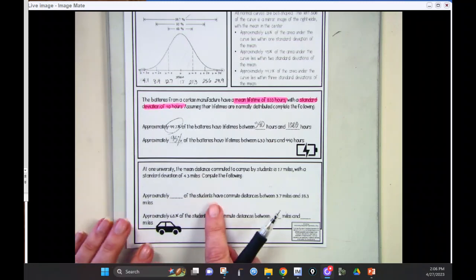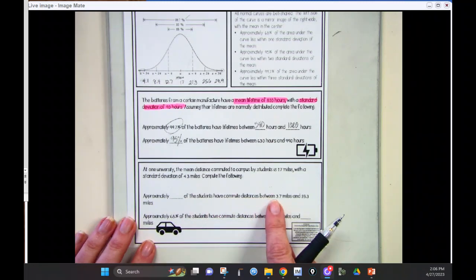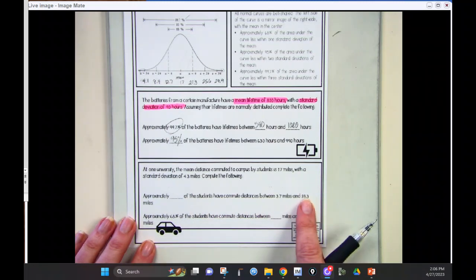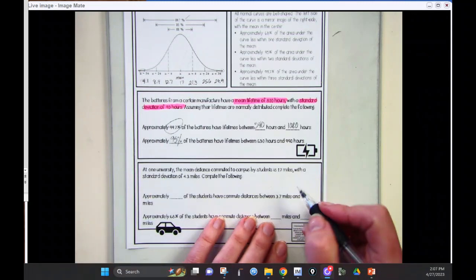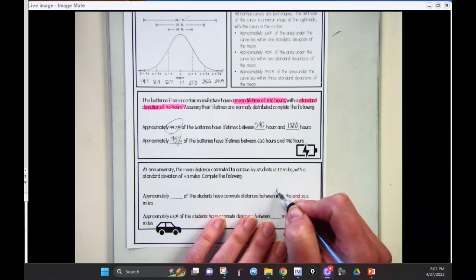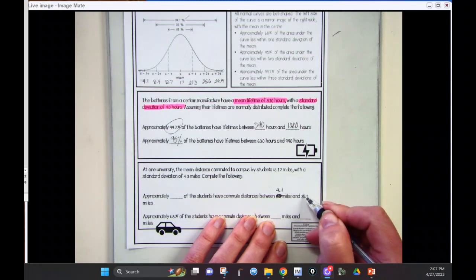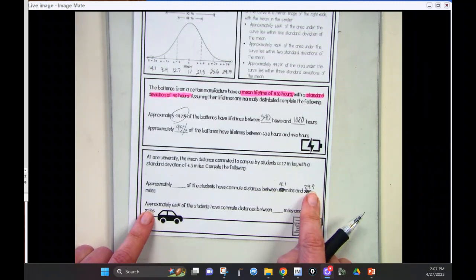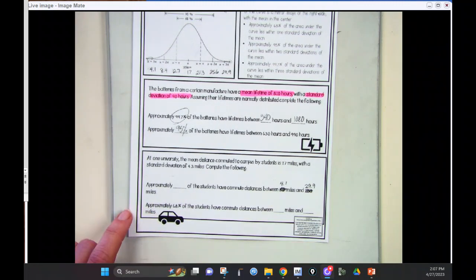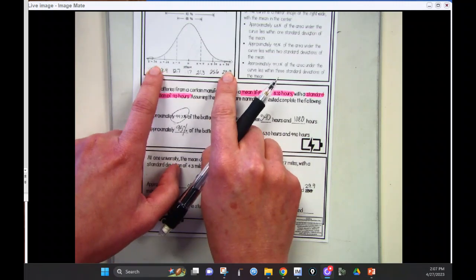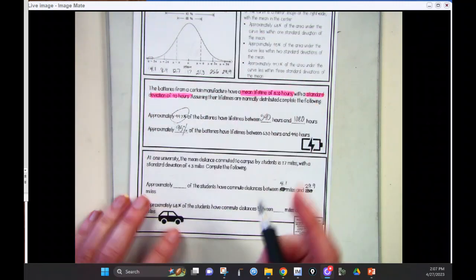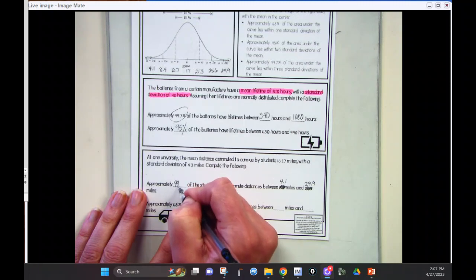Approximately, how many of the students have commute distances between 3.7 and, those don't match up, do they? I'm going to have to fix this. So we're going to say this is 4.1 and 29.9. I have a typo here, obviously. 4.1 and 29.9. How many is that? 4.1 and 29.9 would be 99.7%.